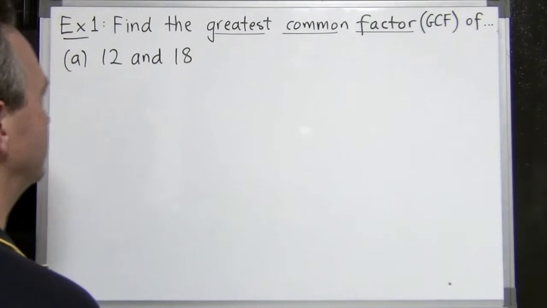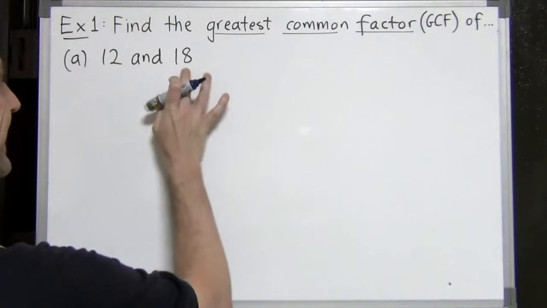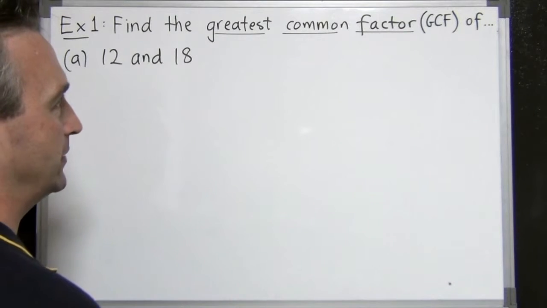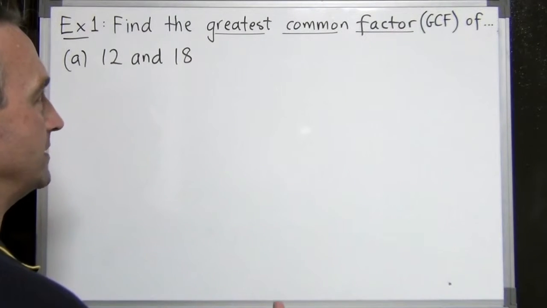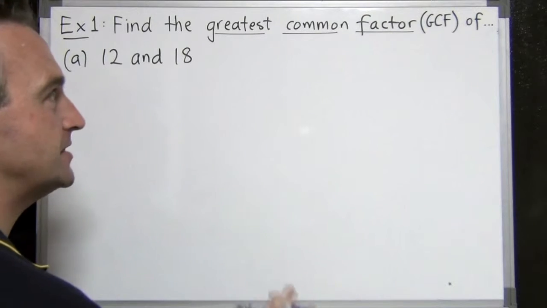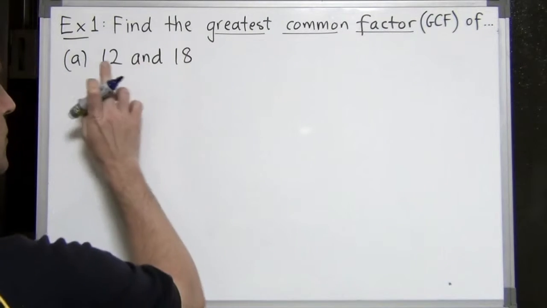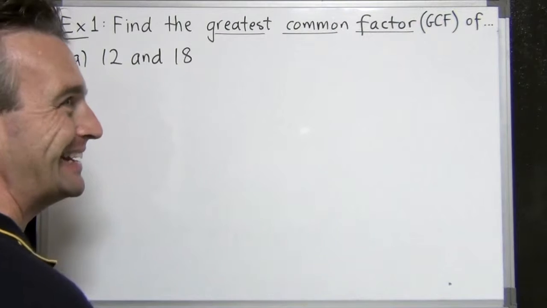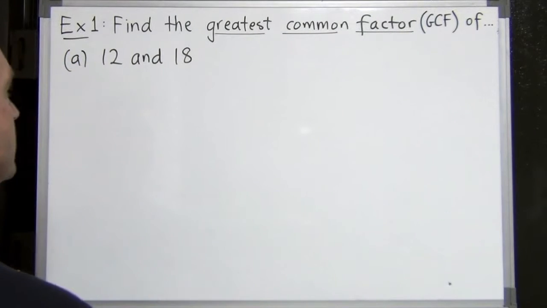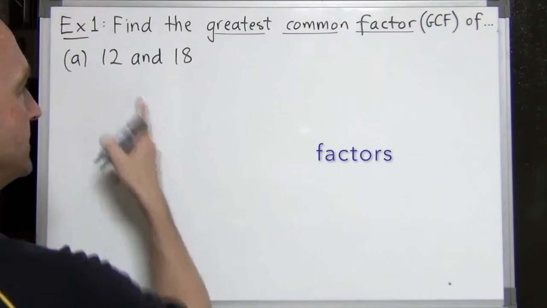Straight into an example here. Let's say we have the two numbers 12 and 18 and we want to find the greatest common factor. To start off, what is it? The greatest common factor is the largest number possible that can divide into both 12 and 18 and give no remainder. To do this, we're going to write out all the factors of these two numbers.